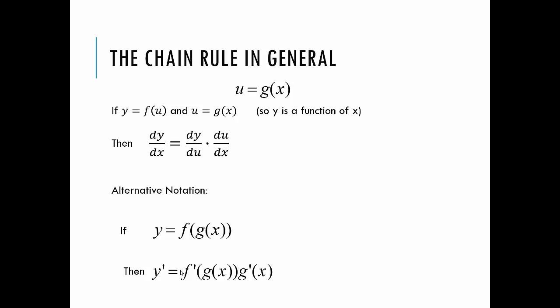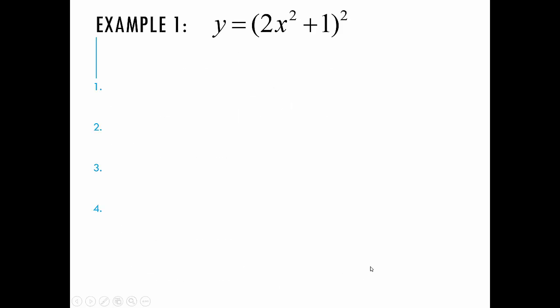Down here, if you like the primes better, if I have y equals f of g of x, notice I take the derivative of the outside, f prime of g of x, times the derivative of the inside, g prime of x. There are multiple ways of doing this, but if you learn to use the substitution method that I'm going to show you, it makes it a lot easier. It's not easy because it's a lot of steps, but it'll help when we do some things a little later. Basically, I figure out what the inside function is.